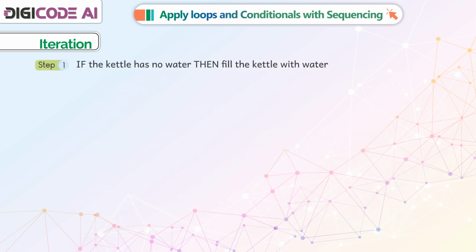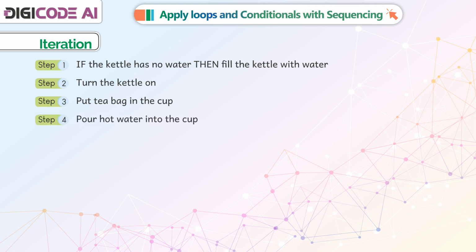Step 1. If the kettle has no water, then fill the kettle with water. Step 2. Turn the kettle on. Step 3. Put tea bag in the cup. Step 4. Pour hot water into the cup. Step 5. Remove tea bag.